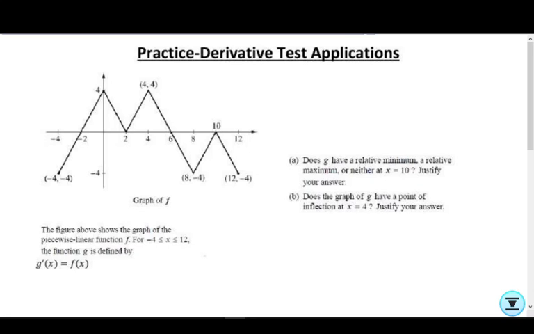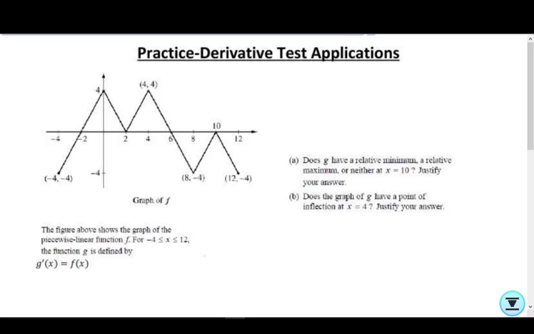So we're looking at basically applications of our derivative tests. So I've pulled some of the old AP free response questions and pulled some of the parts where we have to use that idea. Okay, so for instance, this right here.